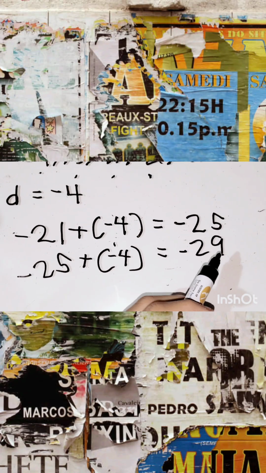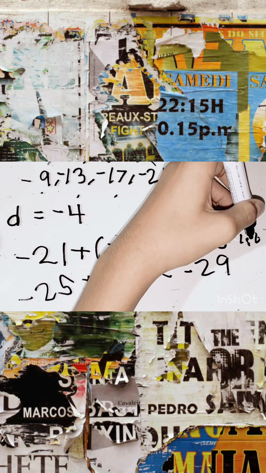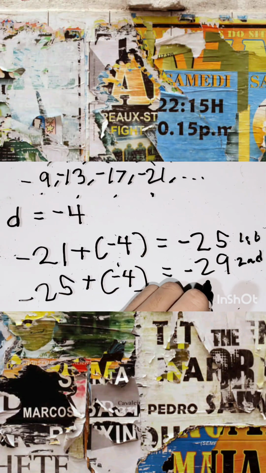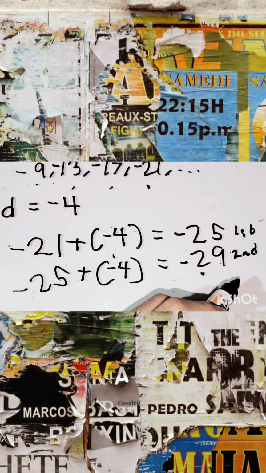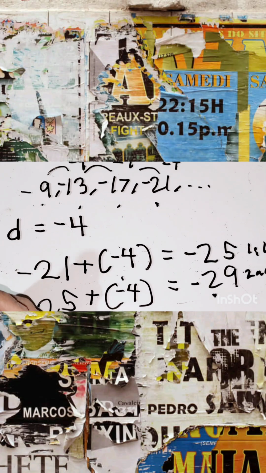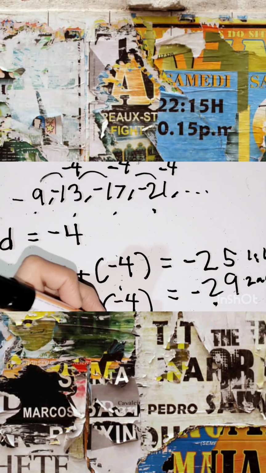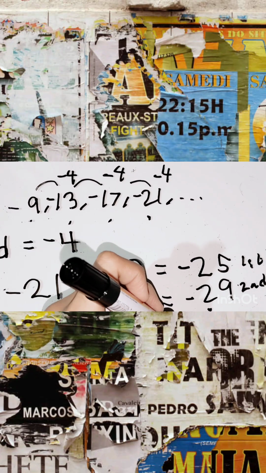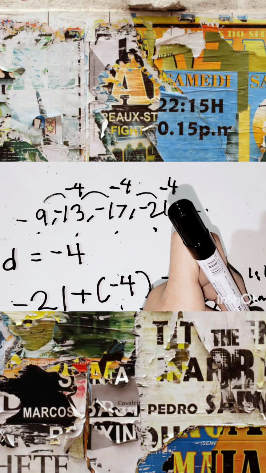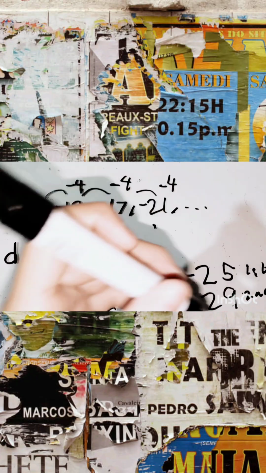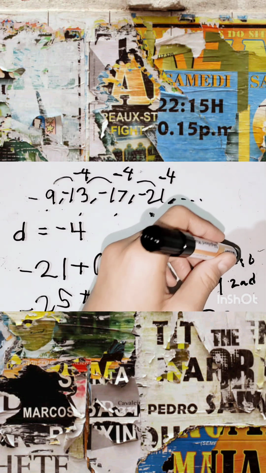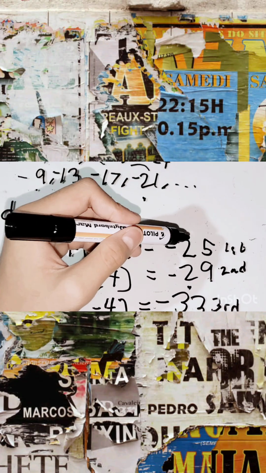Negative 25. This is the first, second. So get this as the last term. Here are the next three terms.